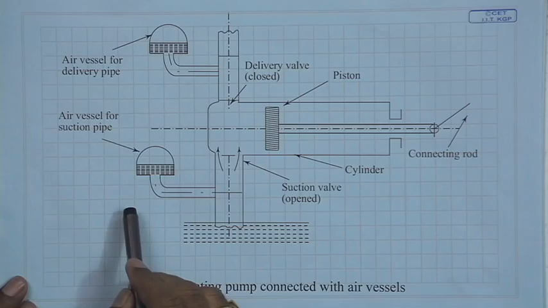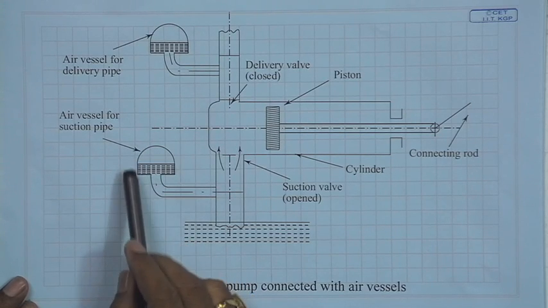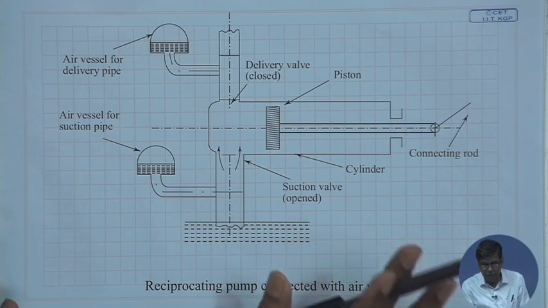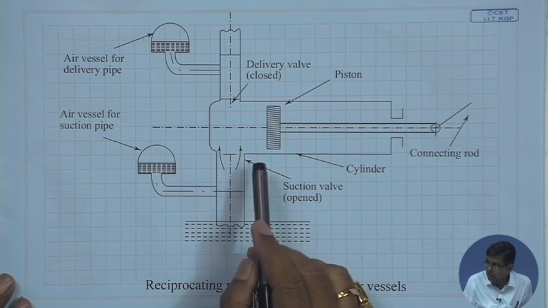Next, I will explain the concept of air vessels. To make the discharge more uniform, or almost exactly uniform, and to save the pipeline on the suction side, air vessels are incorporated in a reciprocating pump.